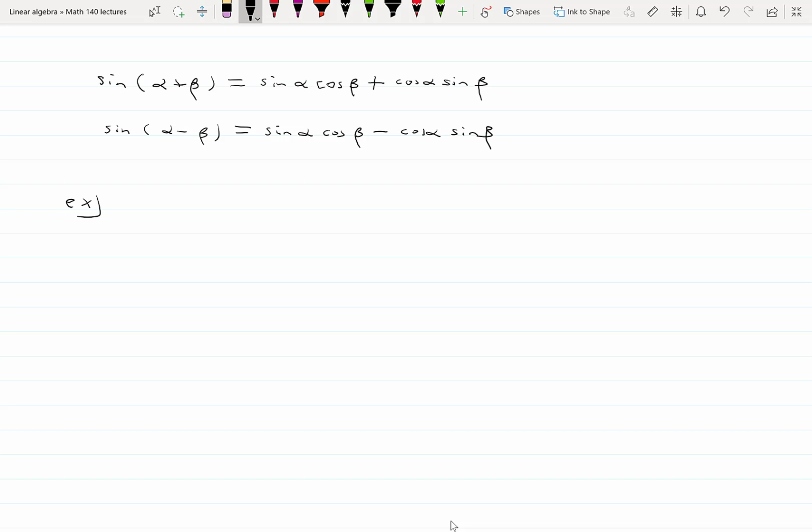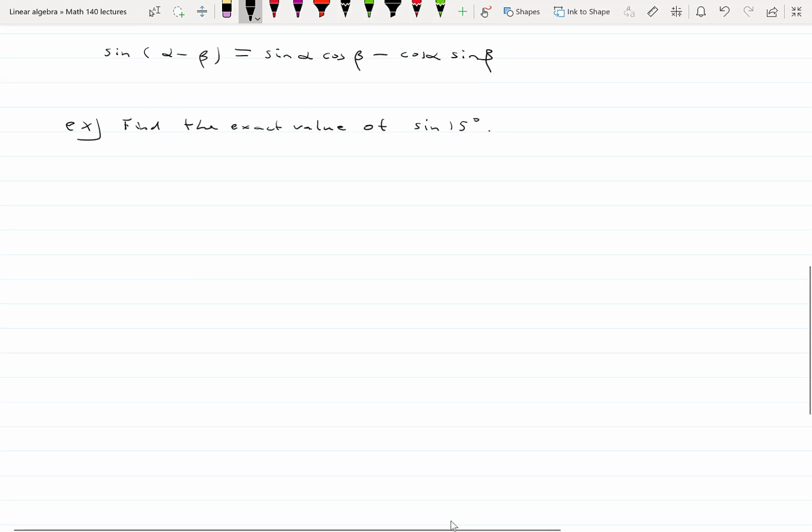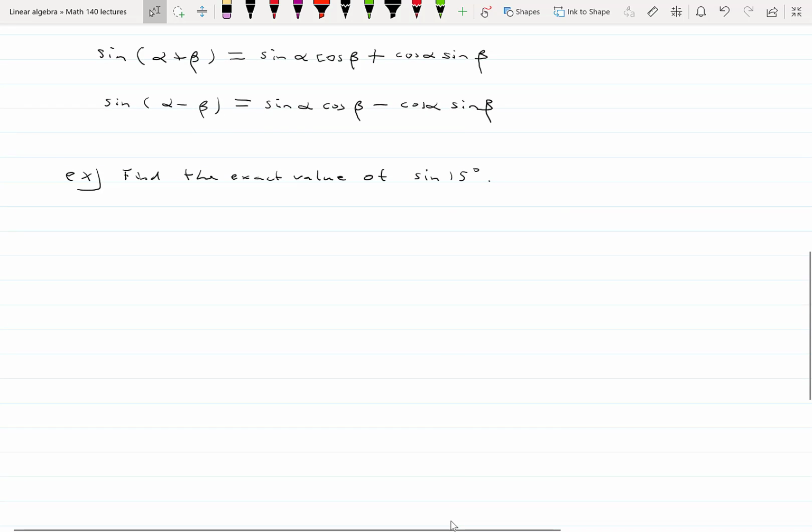So for example, find the exact value of, let's say, the sine of 15 degrees. Find the exact value of the sine of 15 degrees. Now, there's a common mistake. I'm going to bring this up. It's wrong to do this. It's a fairly common mistake. It's wrong to say, well, the sine of 15, well, here, let's do it this way.